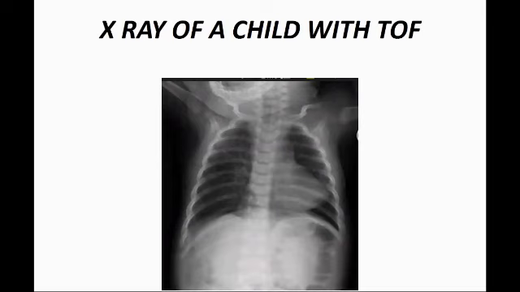Okay, this is the X-ray of a child with tetralogy of Fallot. Here we can see oligemic lung fields, that is decreased pulmonary blood flow, and the very classical boot-shaped heart, which is because of the hypertrophy of the right ventricle. So in this X-ray, you can easily identify that this is a child with tetralogy because of the presence of a boot-shaped heart secondary to right ventricular hypertrophy and oligemic lung fields.